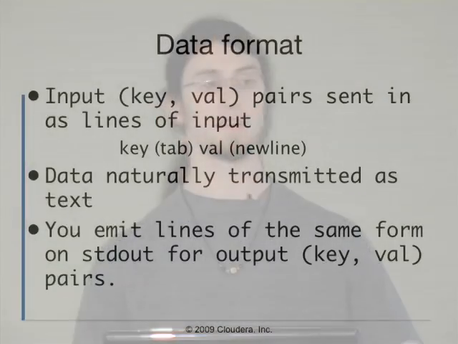So if your reducer has one key that has 20 values, you're going to get 20 lines with the same key and different values. And then you're going to get other lines with a different key and it's all different values, so on down the line.